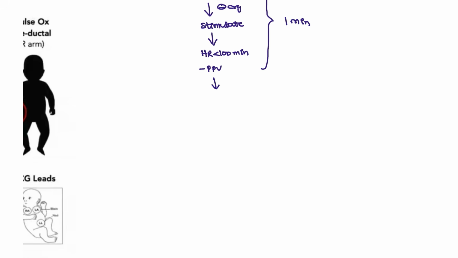Despite that, if it is not controlling and the heart rate is still less than 100, then you have to start the patient on intubation, or we can also go for chest compressions. Still, if there is no improvement, even if it has deteriorated to less than 60 per minute, then you have to consider IV or umbilical vein epinephrine to be given for this patient.